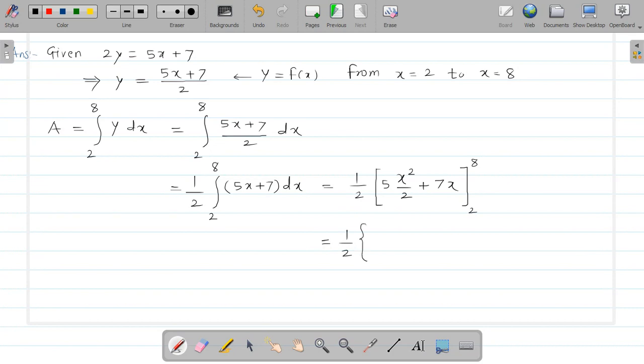Now in curly bracket I will write, first of all I will put 8 here, means upper limit. So this is 5 as it is into 8 square, 8 square is 64 upon 2, plus 7 into 8, that is 56, minus, now we have to put x is equal to 2 here. So this is 5 into 2 square is 4 upon 2, plus this is 7 into 2, that is 14. Now see the detailed calculations here carefully.